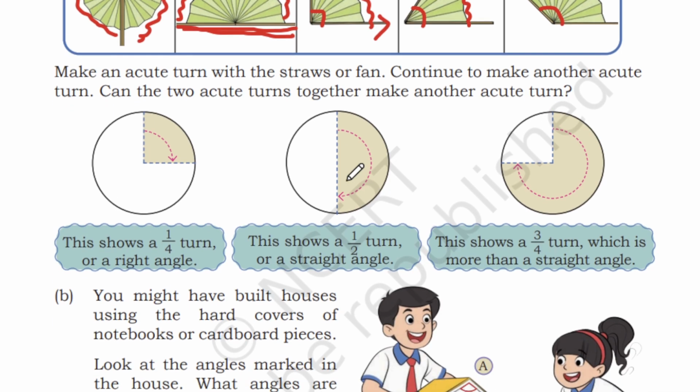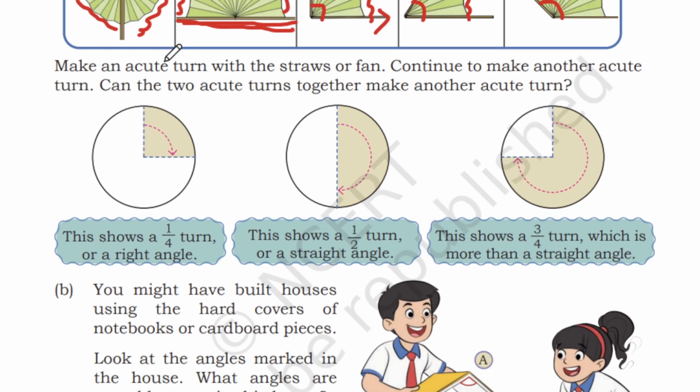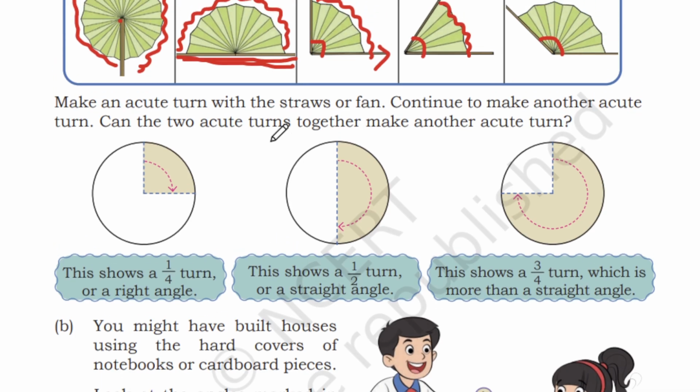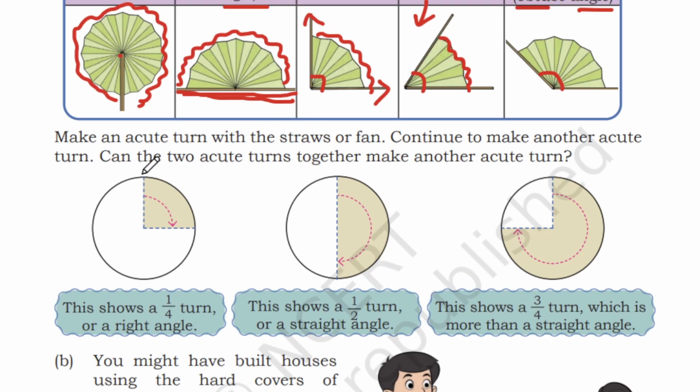Okay, next. Can you make an acute turn with a straw or a fan? Continue making another acute turn. Can the two acute angles together make another acute angle? So here, if you see in this image, look at this. This is a right angle, 1 by 4. It is shown as a right angle. That is what is mentioned here.